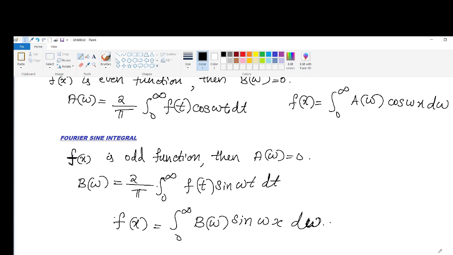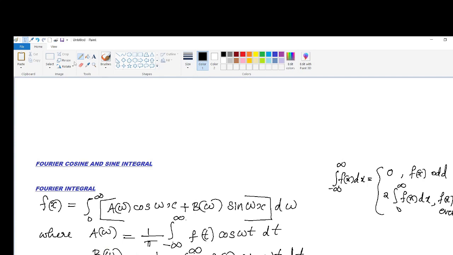Now the Fourier sine integral. Here we consider f of x is an odd function. Then a(ω) becomes 0 and b(ω) equals 2 by pi integral from 0 to infinity f of t sin ωt dt, where f of x is equal to integral from 0 to infinity b(ω) sin ωx dω. Okay, now we can discuss problems related to the Fourier sine integral and the Fourier cosine integral. Now let us move to the problems.